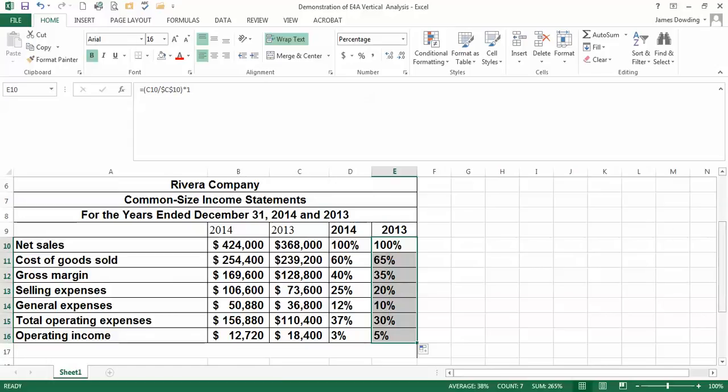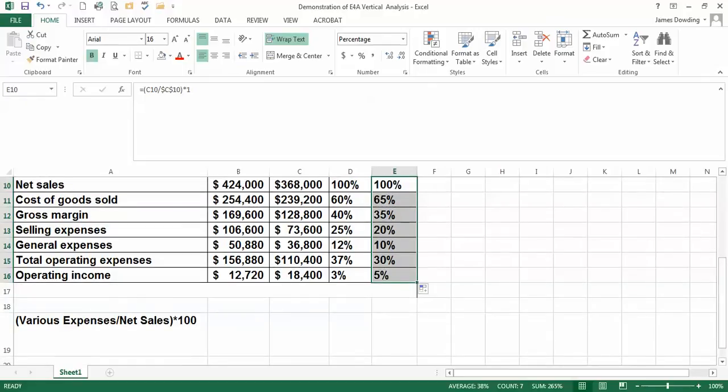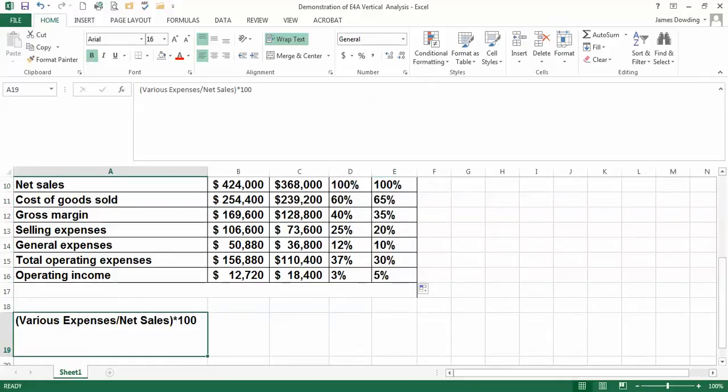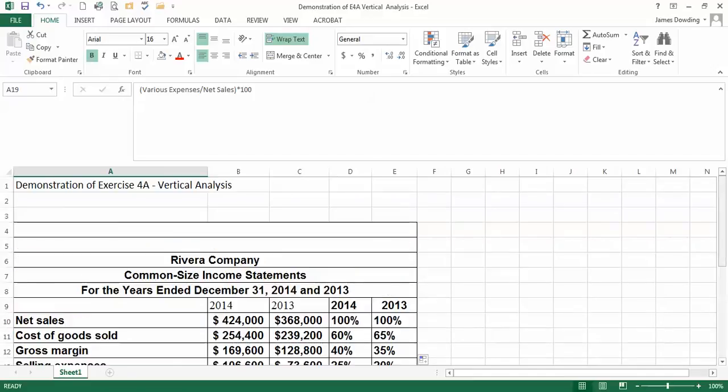So once again, the formula for this is we take our various expenses divided by our net sales times 100. This again is a demonstration of vertical analysis using Exercise E4A for Chapter 14.